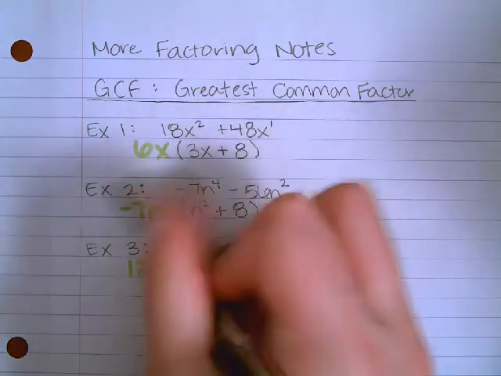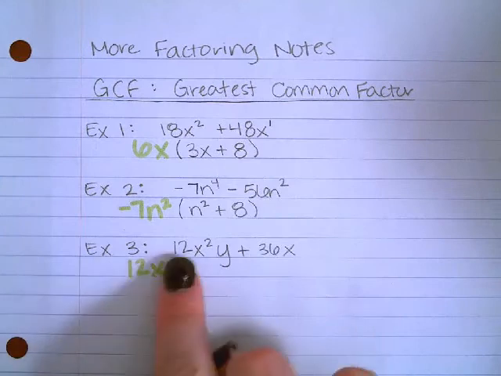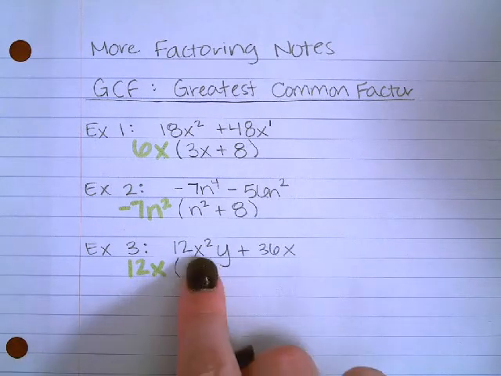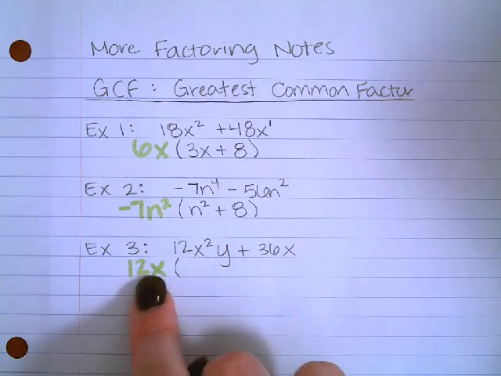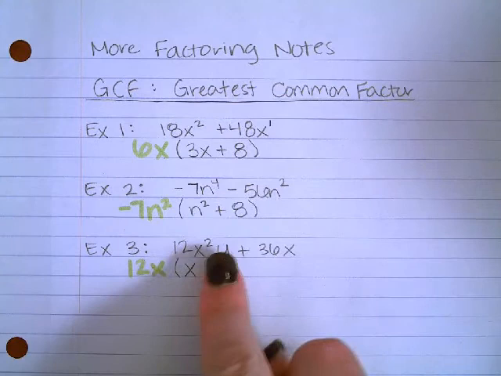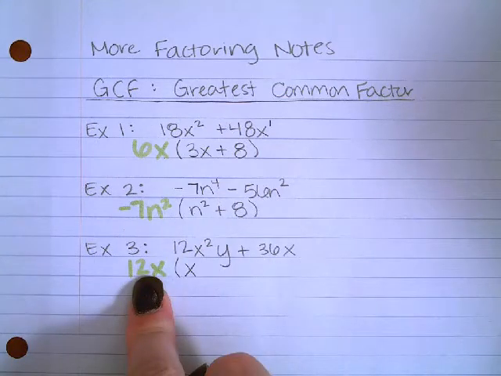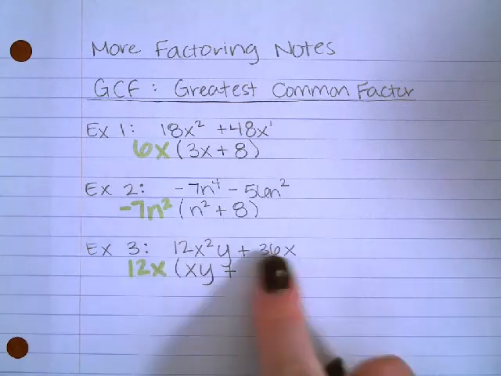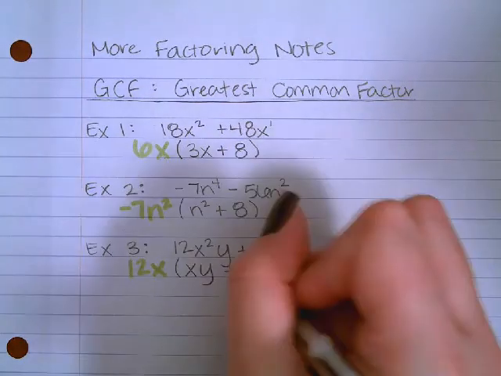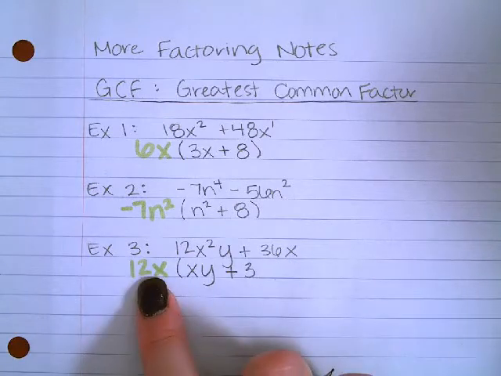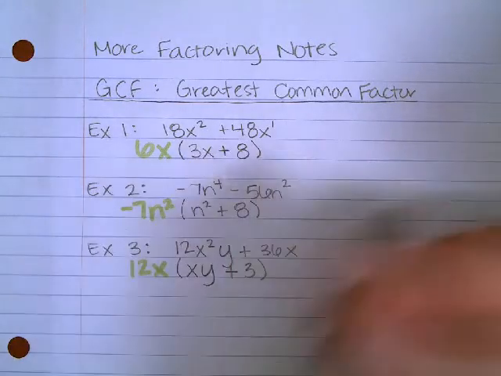So now I can go ahead and write my leftovers. 12 divided by 12 is 1. I don't even have to write it. X squared, there's one x in the front, there's still one up here, so I have to write that x. There's a y up here, there's no y in the front, so there's still a y left over. 36 divided by 12 is 3. There's an x up here, it's already taken out in the front, so it's not a leftover, and so now I'm done.